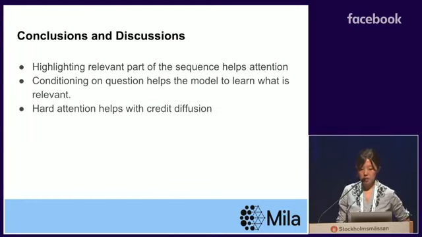So the conclusions are that highlighting the relevant part of the sequence seems to help with attention. Conditioning on the question helps the model learn what is relevant, and this hard attention mechanism helps with the problem of credit diffusion, and it helps with credit assignment.